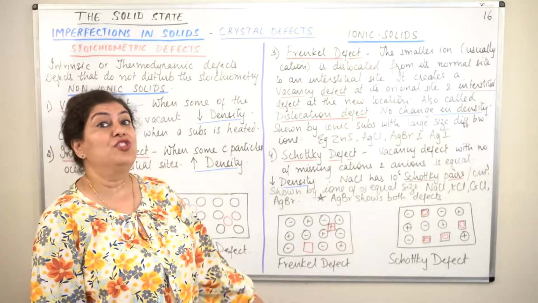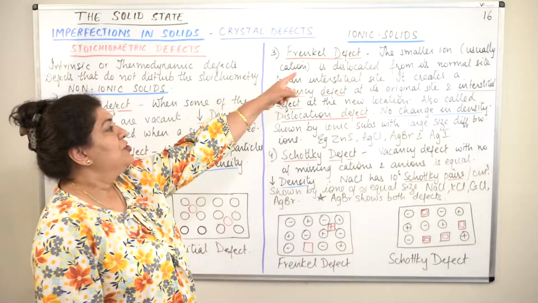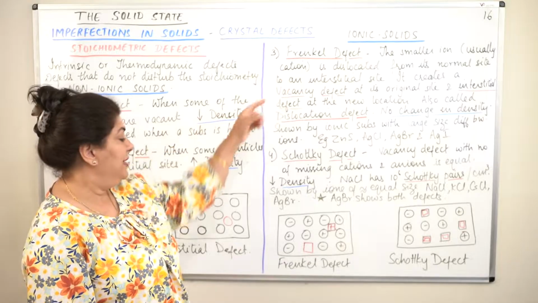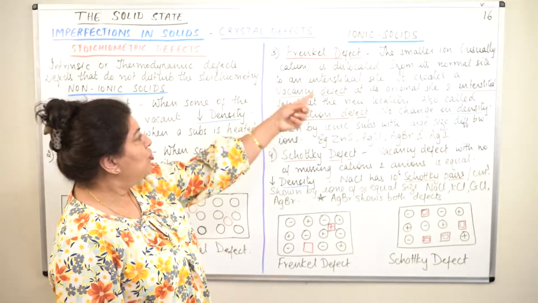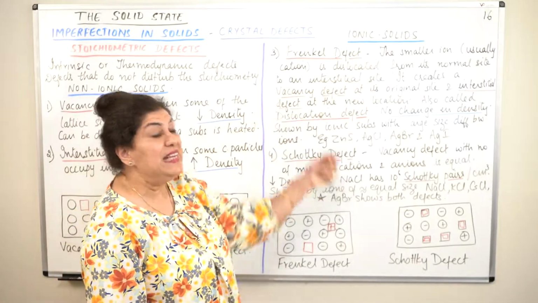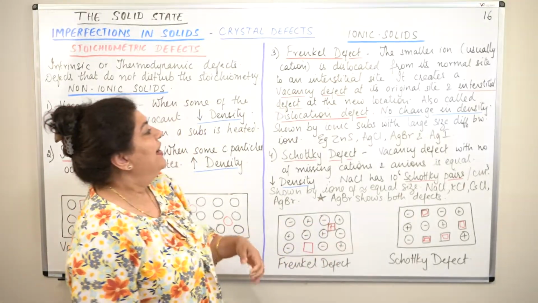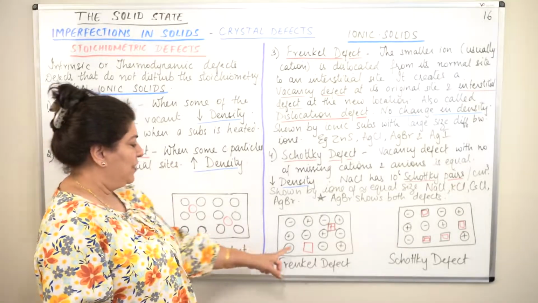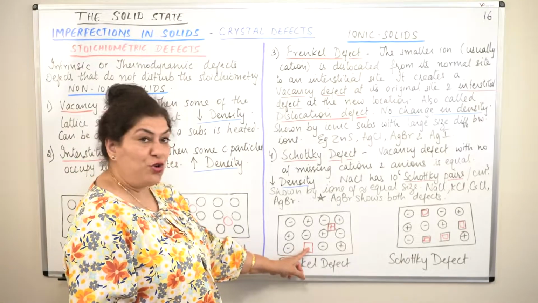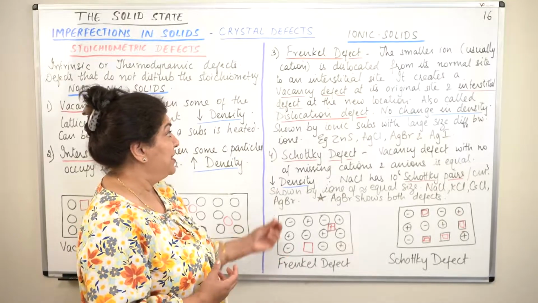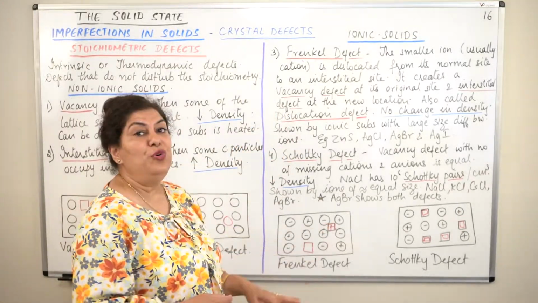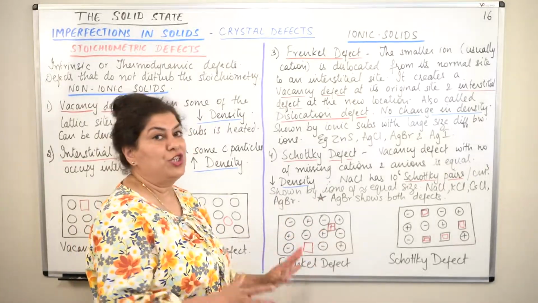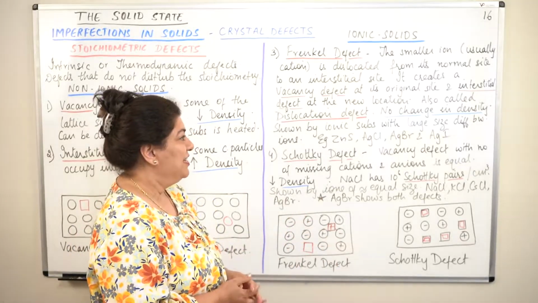This kind of a defect is known as Frenkel defect. So the smaller ion, usually the cation, is dislocated from its normal lattice site and enters an interstitial site. It creates a vacancy defect at the original site. This was its original site. It created a vacancy defect here, and it caused an interstitial defect at the new location. Wherever it went at the new location, it created an interstitial defect.